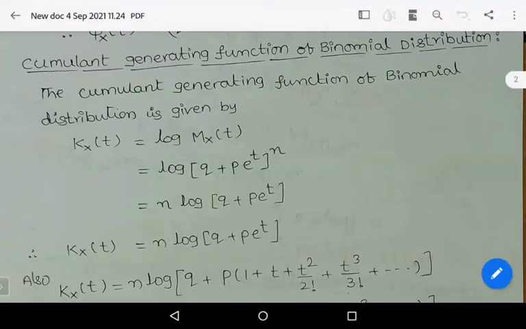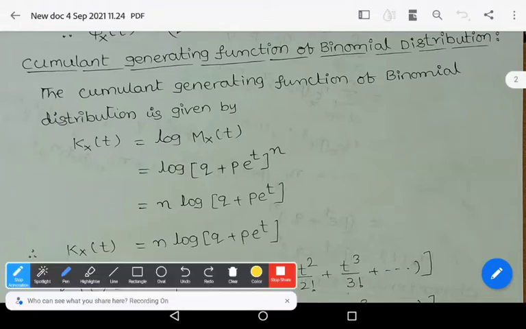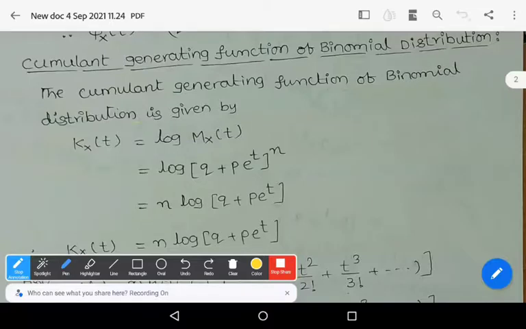In this video, we learn about the cumulant generating function and probability generating function of the binomial distribution, CGF and PGF. Let us see. The cumulant generating function is given by K_X(t) = log M_X(t). Remember that. This is the definition of K_X(t), the cumulant generating function. The cumulant generating function is nothing but the logarithm of the moment generating function.